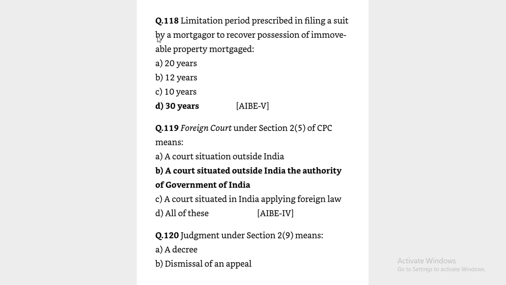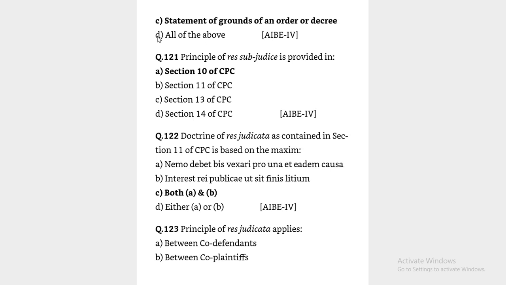A judgment under section 2(9) means a statement of the grounds of an order or a decree. A judgment is a statement of the grounds of an order or a decree, which is defined under section 2(9). Principle of res sub judice: res sub judice means that when a case is already pending, a decision cannot be taken. That is covered under section 10 of CPC.